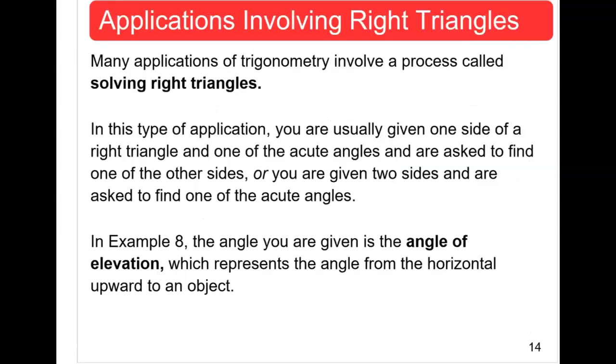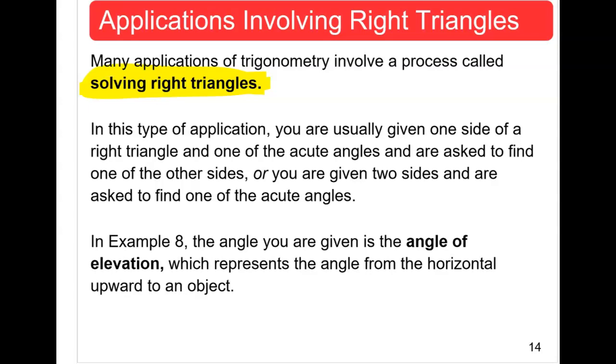Many applications of trigonometry involve a process called solving right triangles, and you will start to see that a lot in our questions. Solve for the right triangle. In this type of application, you are usually given one side of a right triangle and one of the acute angles. Of course, if it's a right triangle, the other one is 90. And you will be asked to find one of the other sides. Or you may be given two sides and asked to find one of the acute angles.